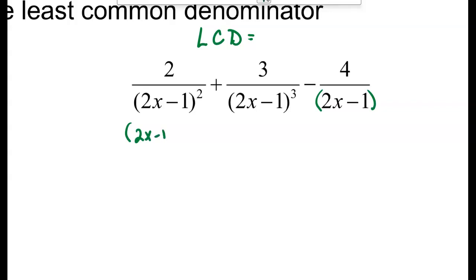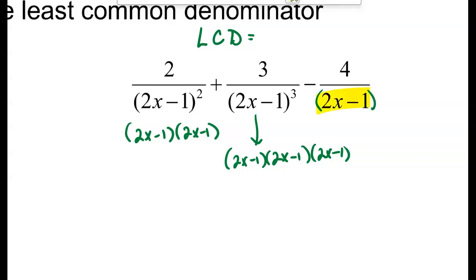Alright, here I have 2, correct? This one I have how many? 3. But what's my common denominator? 2x minus 1, right? But I need to get my least common denominator, which means all of them can be a multiple of it, right? That we have a multiple of that number. Well, what's going to be the smallest one? 2x minus 1 cubed. Yep, to the third power. So 2x minus 1, that quantity being cubed, or you could say 2x minus 1 raised to the third power.